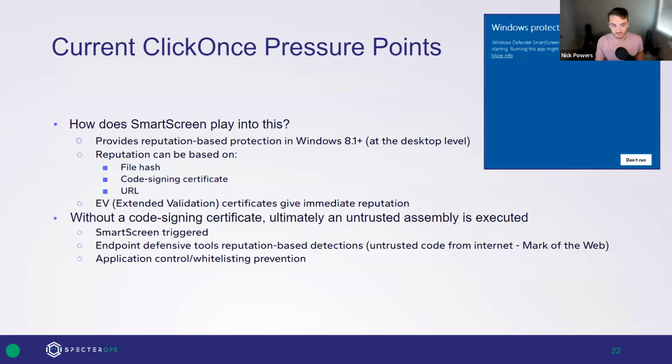And just as a note, we'll be talking a little bit about this in the next couple slides. There's several different types of code signing certificates. An EV or extended validation code signing certificate, one of the benefits is that the certificate should give immediate reputation with SmartScreen. But without a code signing certificate, an assembly that does not have any sort of SmartScreen reputation most likely will be flagged. So that means SmartScreen will be triggered, and potentially endpoint detection or prevention tools will introspect that execution a little bit more intensely based on the lack of reputation associated, the lack of seeing that particular assembly.